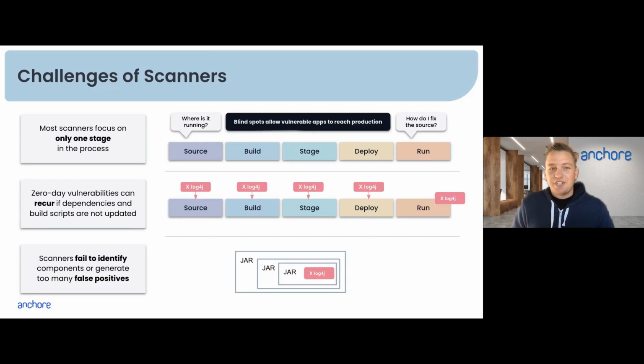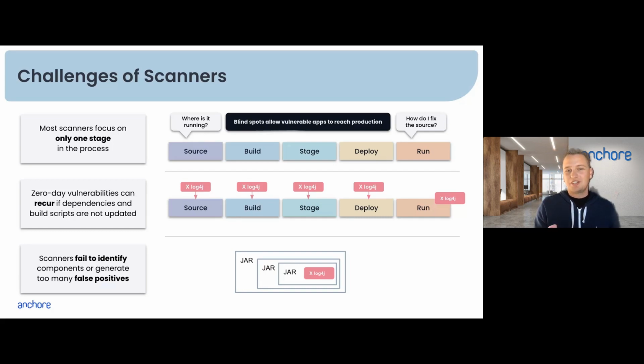Current challenges with scanners. Most scanners focus only on one stage of the process. So they're not really going back to the first problem: where is it? A lot of security problems really originate with the 5 W's you learn, like the who, what, when, where, why. It's pretty simple in that regard. So where is it? Why is it running? What's in there? Where is it running?